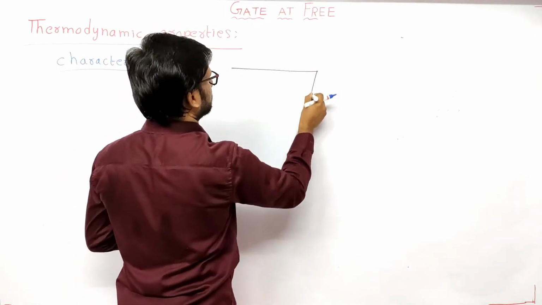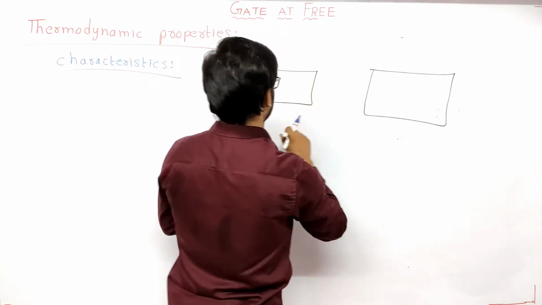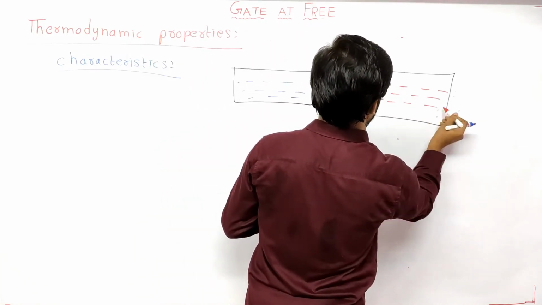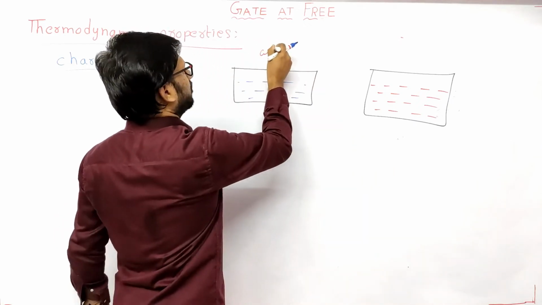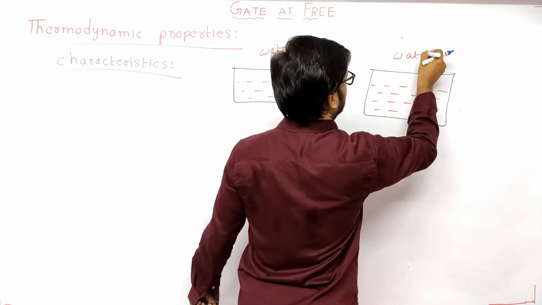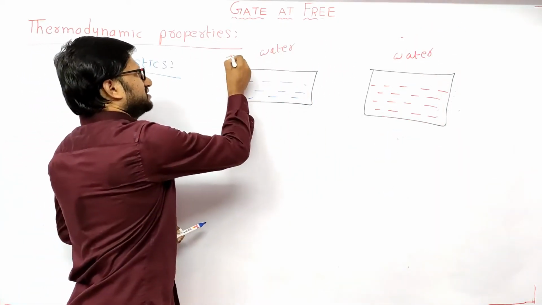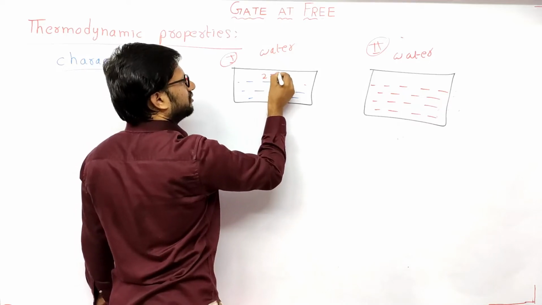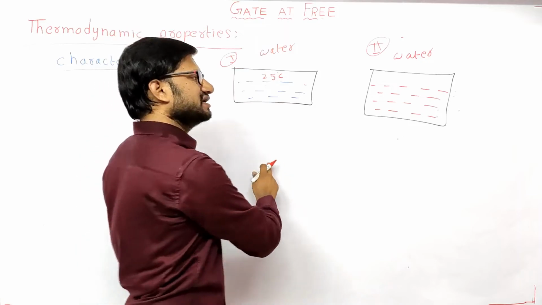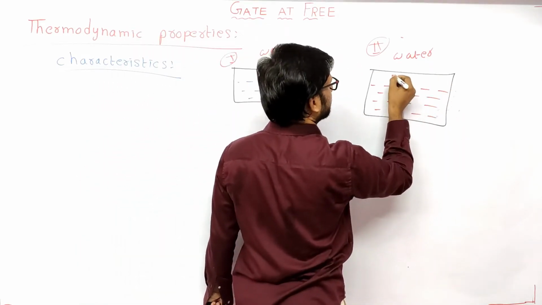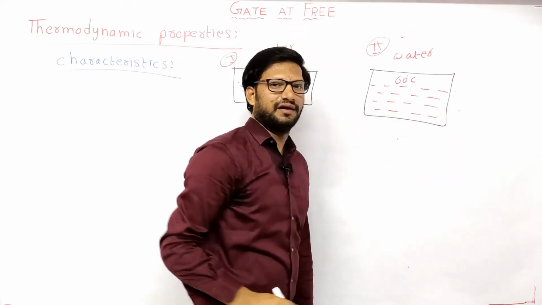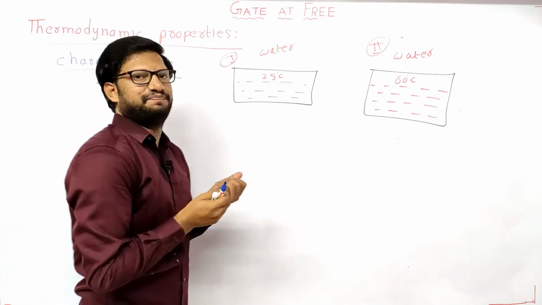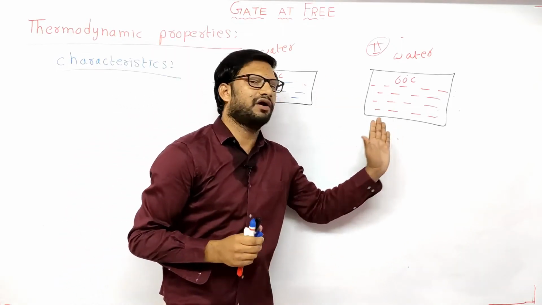Let us consider two containers with water. Now both containers contain water. In this first case, the water temperature is room temperature, for example, 25 degrees centigrade. In second case, the water temperature is 60 degrees centigrade at atmospheric pressure. Now listen carefully. Now how can I specify, how can I show the condition of water to you people?